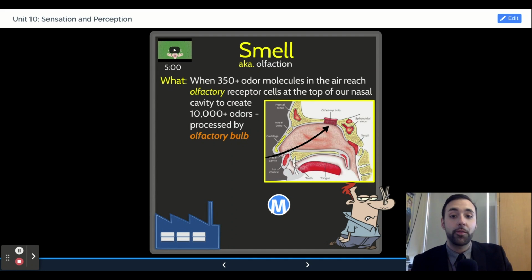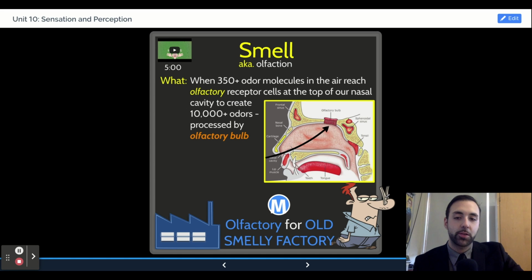It is called the olfactory bulb, and the 350 plus different odor molecules in our environment can combine, similar to mixing paints, to produce 10,000 plus different odors, which could be detected by our olfactory bulb. If you watch around the 5-minute mark of the clip here at the top left corner, I think Crash Course does a good job providing visuals in combination with the sense of smell.